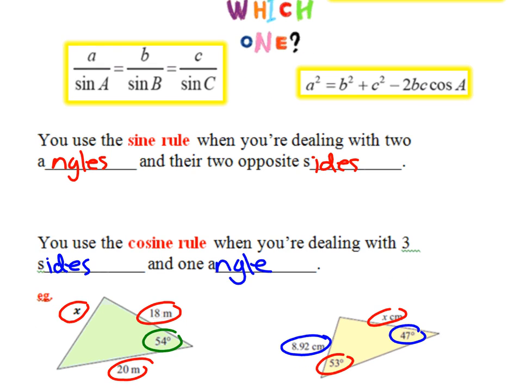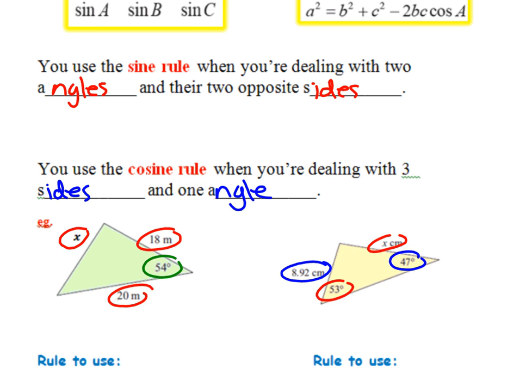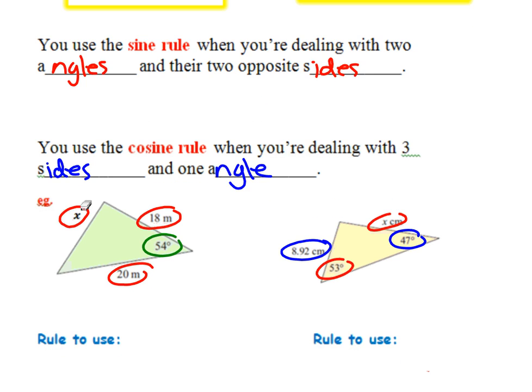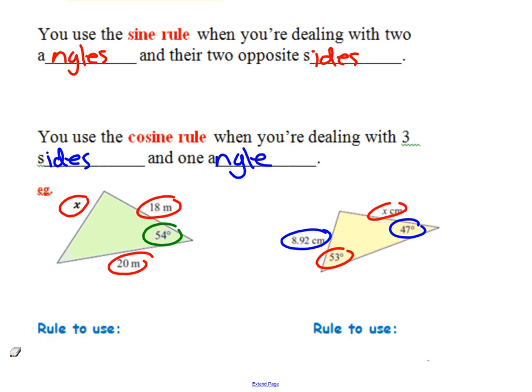In this diagram, remember you've got to circle the unknown when you're working it out. I've got three sides and an angle. What rule should we use? Just think about it for a second. If you thought cosine rule, you were correct. In this example, we've got side, opposite angle, because remember we're circling the unknown here as well. Try to think what rule we would use.